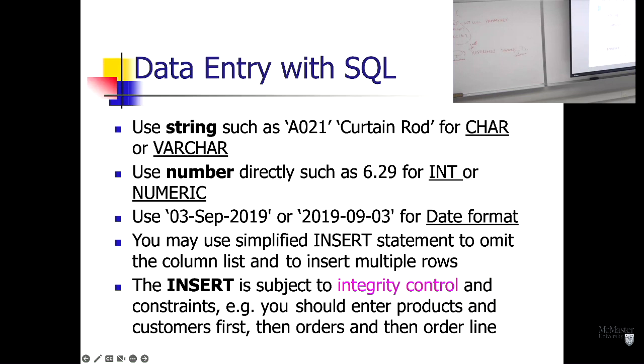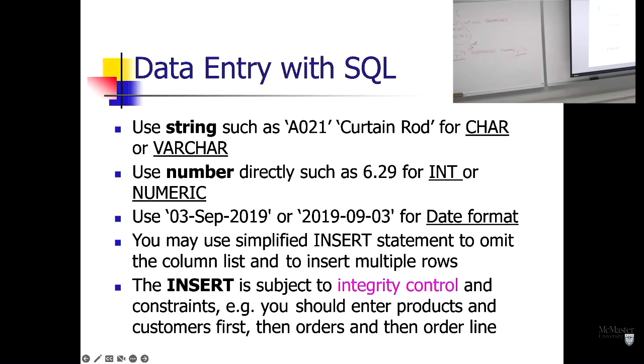The insert is subject to integrity control and constraints. For example, you should enter products and customers first, then orders, and then order line. So this is very important. We are going to talk about referential integrity later today, but for now, it's good to know that these integrity controls are mainly for the consistency of our database. For example, what I mentioned about primary keys and foreign keys in different tables having the same data types.